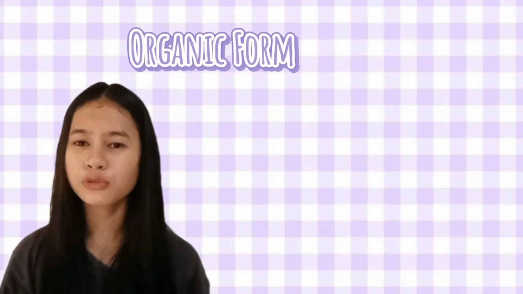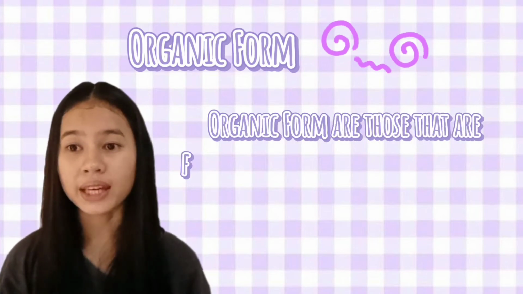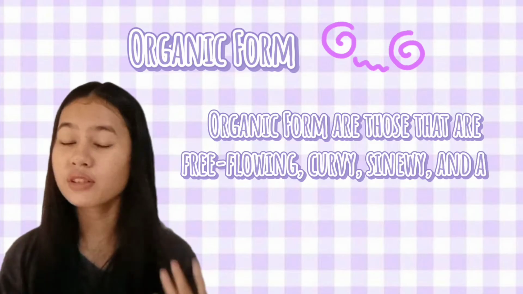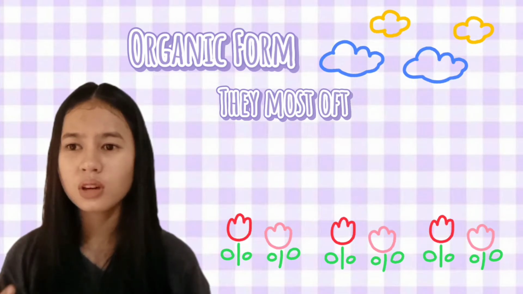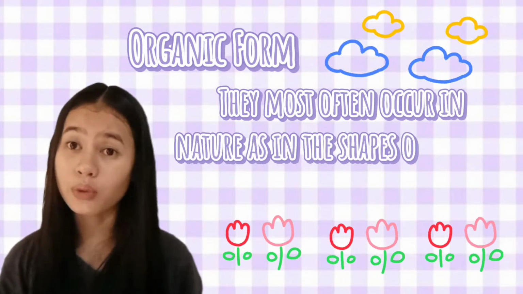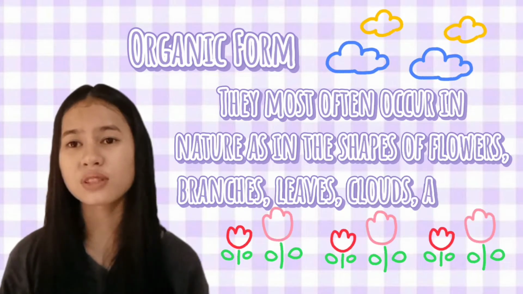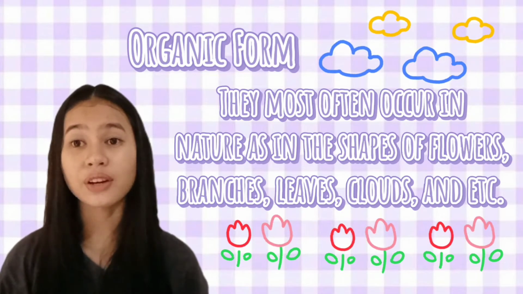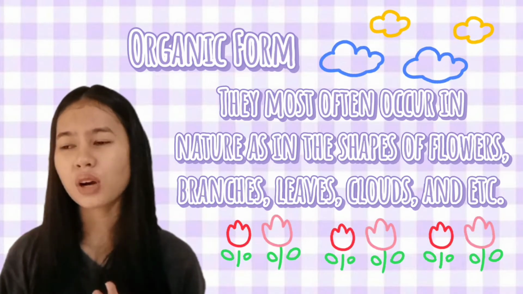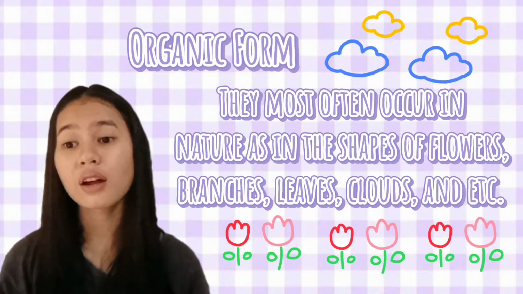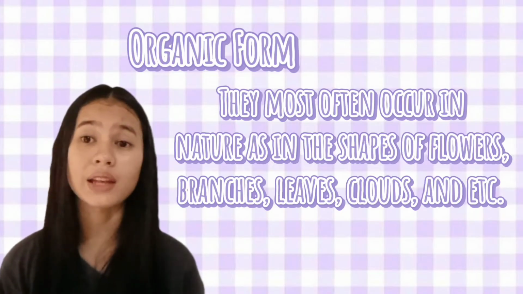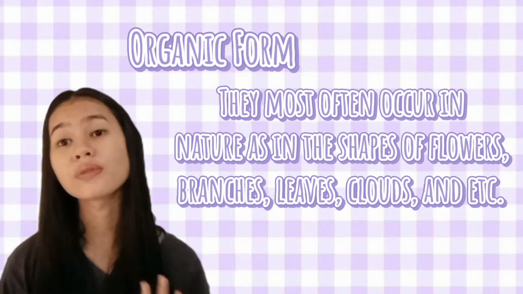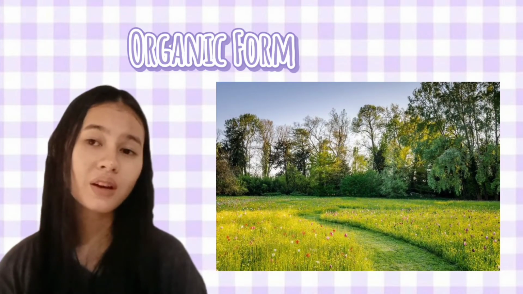So the second type of form is the organic form. Organic forms are those that are free-flowing, curvy, sinewy, and are not symmetrical or easily measurable, or cannot be easily named. They most often occur in nature, as in the shapes of flowers, leaves, branches, clouds, and many more. To further understand organic forms, they look natural or like in nature. They are irregular and may seem flowing and unpredictable. The most obvious examples of organic forms are realistic representations of the natural world, or the living or non-living things.